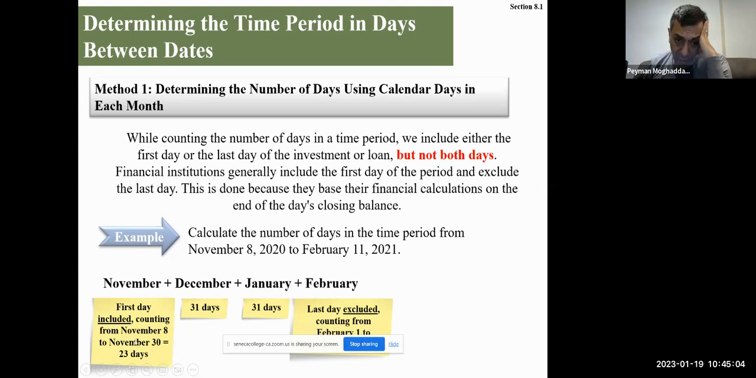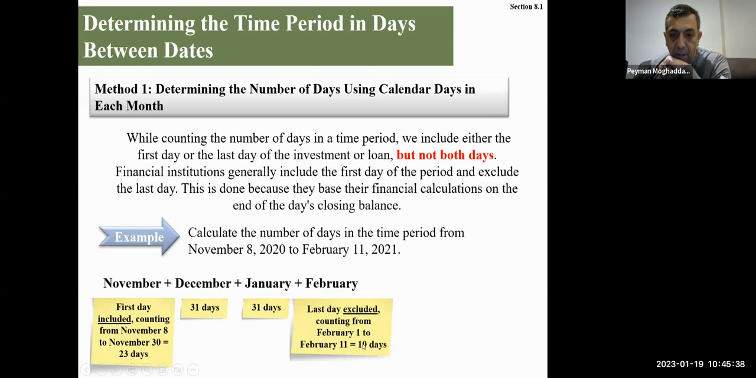So how do you do it? From November 8th to November 30, you have 30 minus 8, which is 22 days. But you have to include the first day, which is November 8th, so it's going to be 23 days. So 30 minus 8 plus 1, always like that. 23. December is 31 days. January is 31 days.